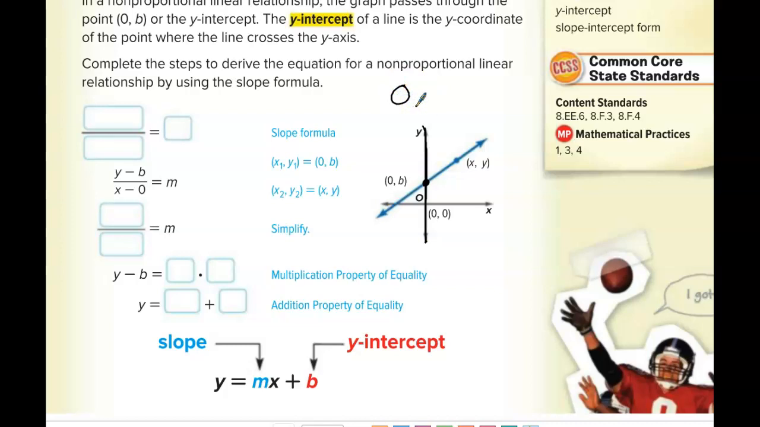Right here, we don't know what it's at, so we call it a variable. And they're calling this variable b. So that is how they got this point to be (0, b). Okay?